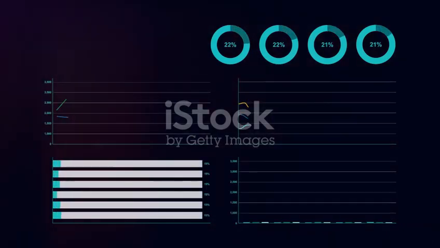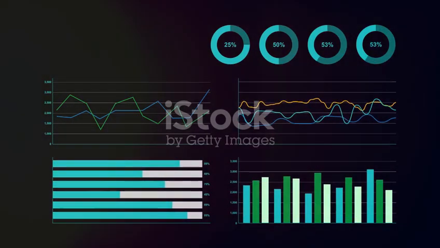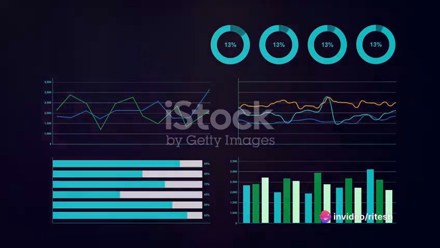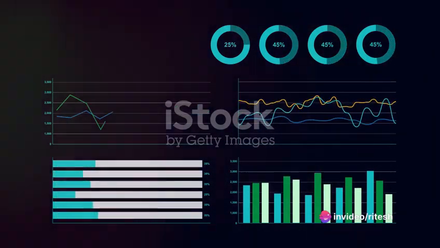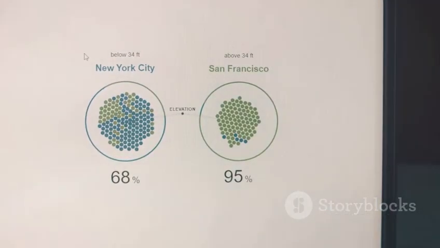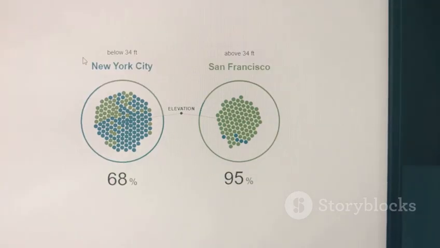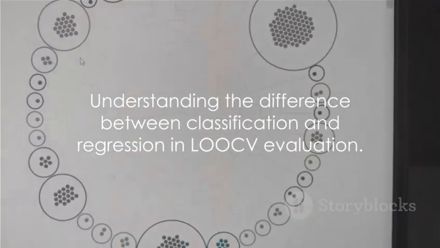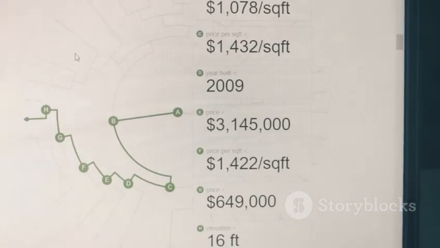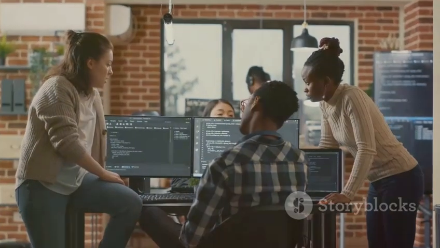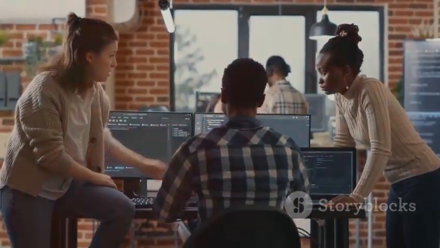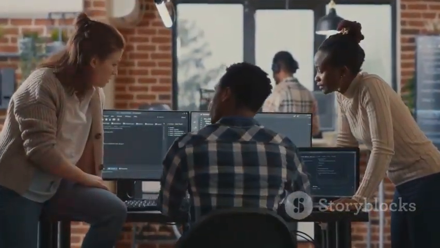On the other hand, in a regression context, LOOCV assesses how accurately our model can predict continuous values. The process is similar to classification, but instead of comparing predicted categories, we're comparing predicted numerical values to the actual numbers. The key difference between the two lies in what they predict: categories for classification and numerical values for regression. And there you have it. With LOOCV, you can evaluate the performance of machine learning algorithms for both classification and regression.